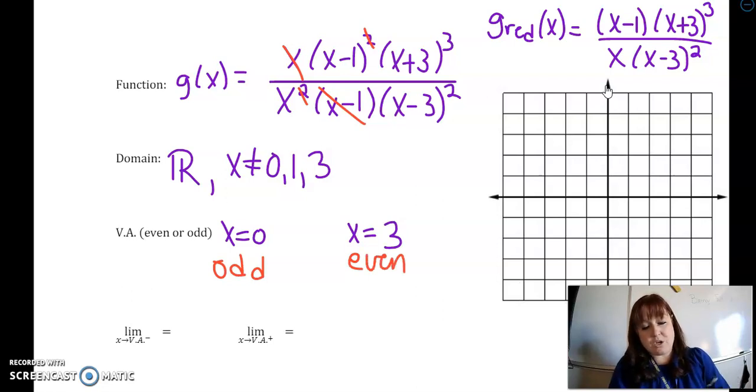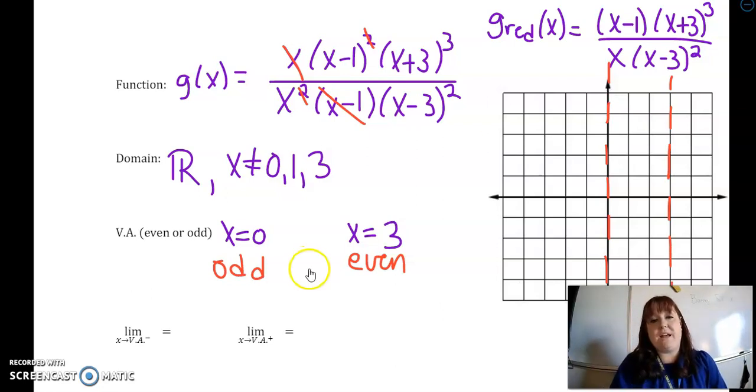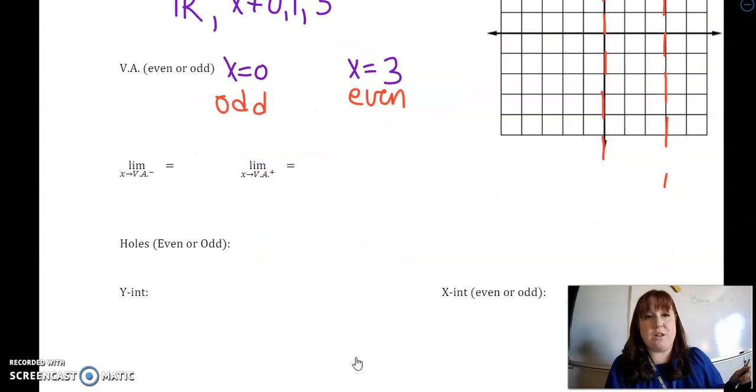So I can go ahead and start graphing these, right? I've got a vertical asymptote at 0, and I've got a vertical asymptote at 3. Okay, and I know what they're going to look like. I know that at 3, they're either both going to go up or both going to go down, and I know at 0 they're going to be opposites of each other. So let's figure out what that looks like. So we're going to look at the limit as x approaches each of these vertical asymptotes.